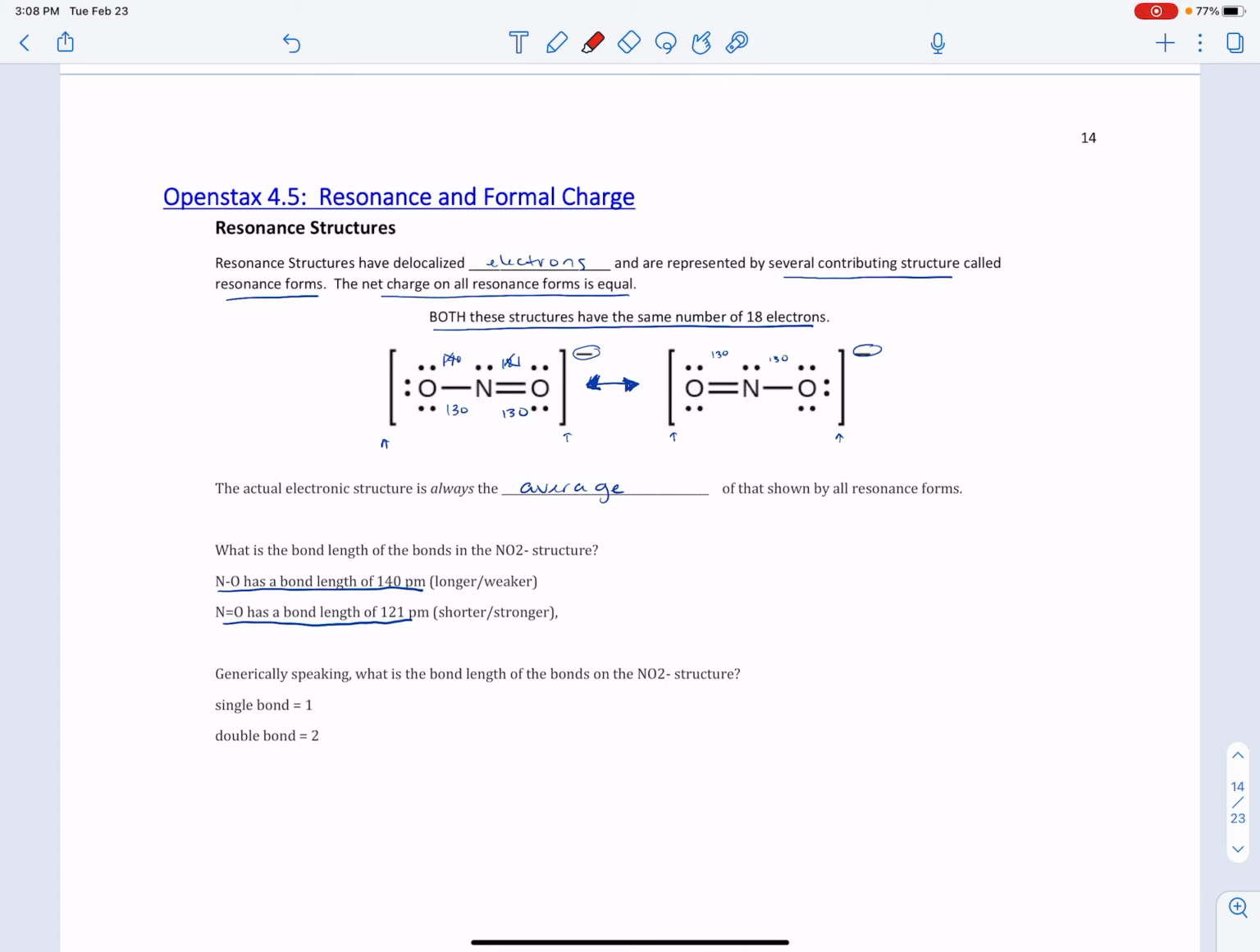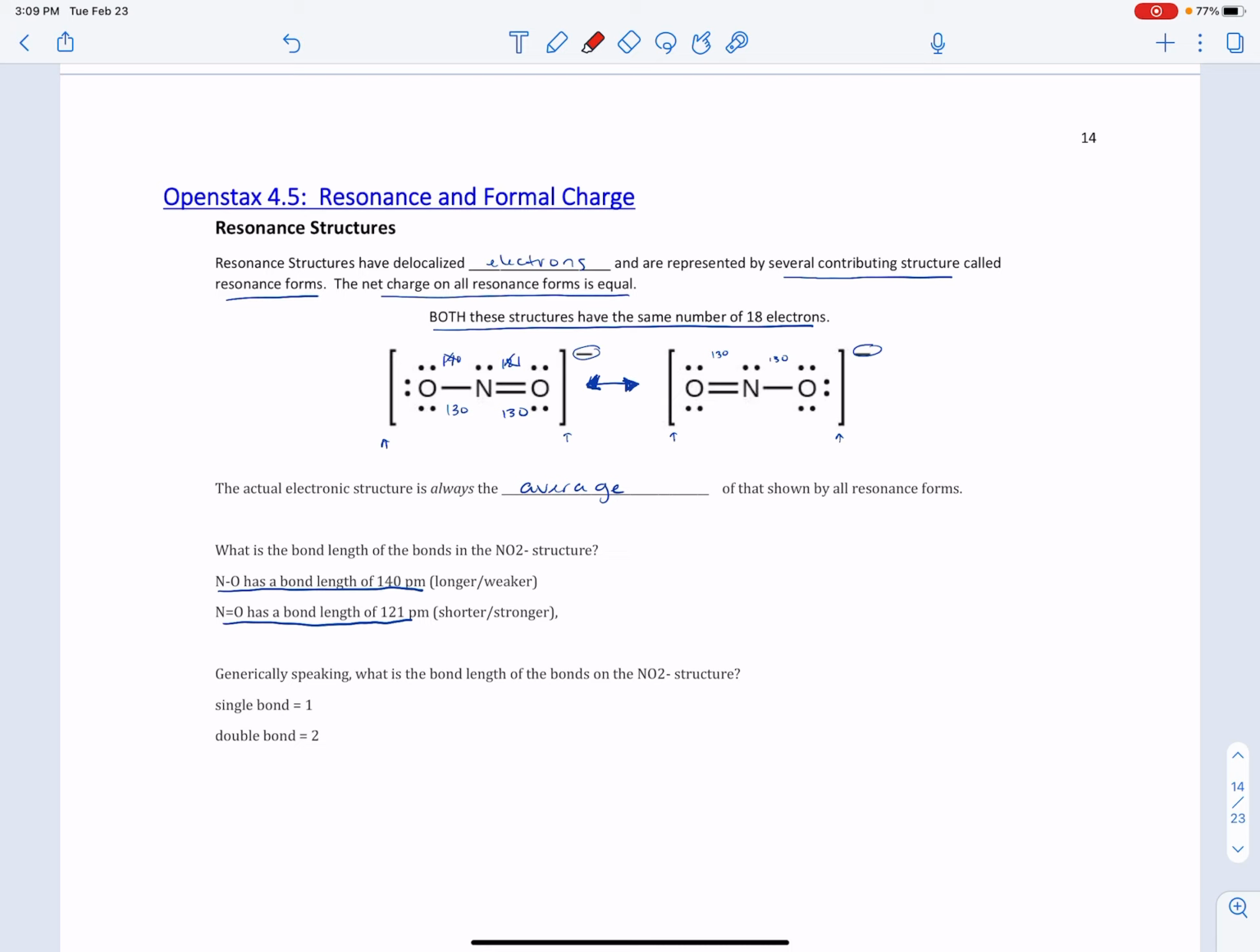When you get into organic chemistry, resonance even has a larger picture than this. It explains stability. It explains why some molecules will do reactions really readily and others are extremely resistant to doing reactions. And it all comes down to resonance.